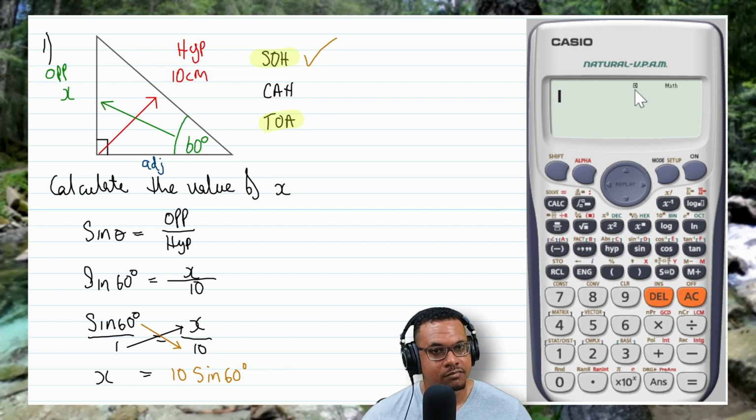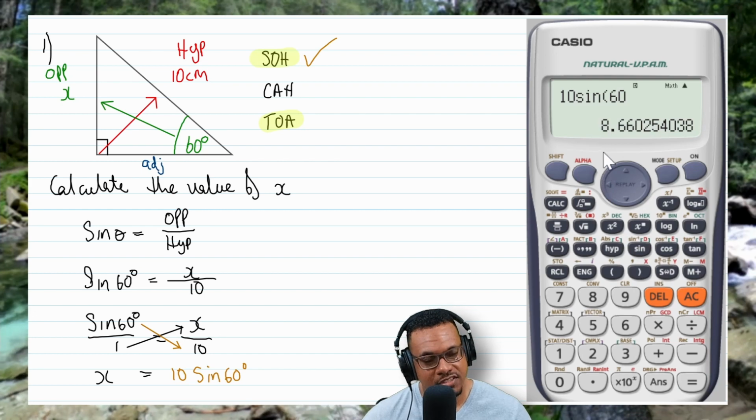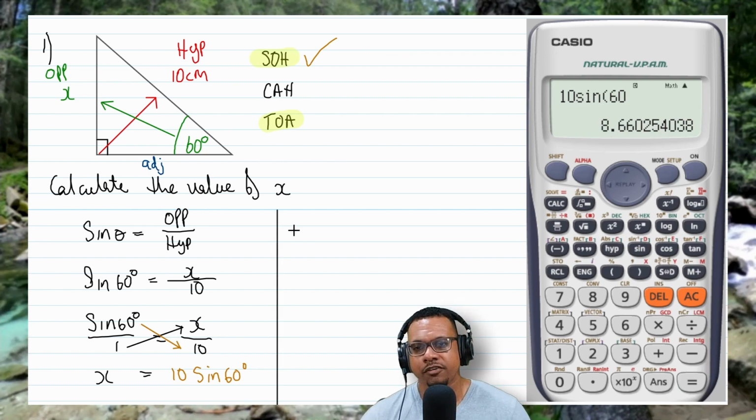Then you can type in 10 sine 60. So 10, press the sine here, hit open brackets. Okay, let's put in the 60. I don't need to close brackets for this one. And let's press equal. Let's convert that to a decimal. And we have 8.66025. Okay, right, this is 3 significant figures, so 8.66. So I'm going to write x is equal to 8.66 centimeters.